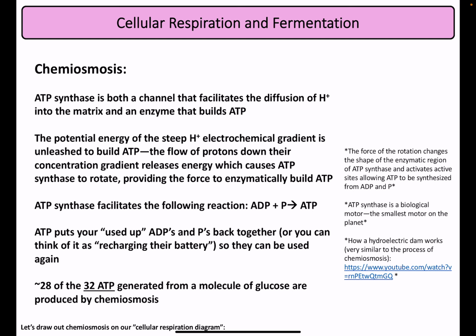What else? Nothing else here, at least. Except for, let's draw out this process of chemiosmosis on our diagram.